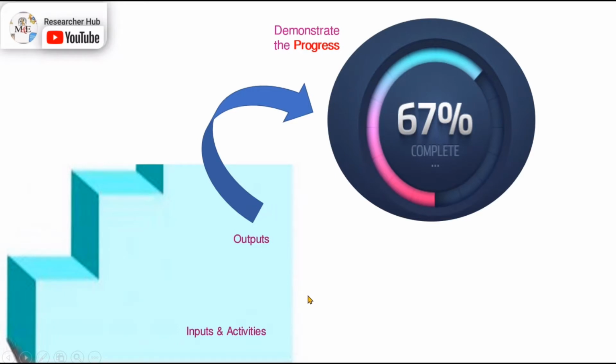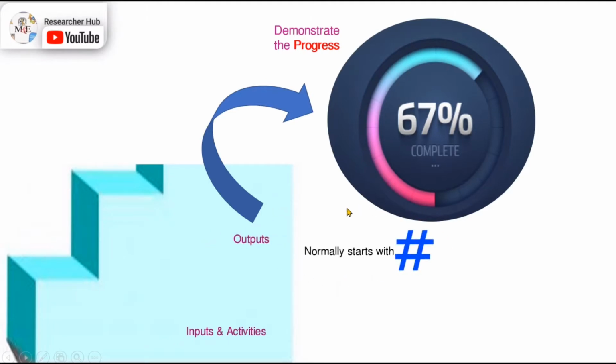But just so you understand, this type or level of indicators is used to demonstrate the progress of the project only. In other words, you just demonstrate the progress of the activity. So at this level, the indicator is not intended to measure any change.